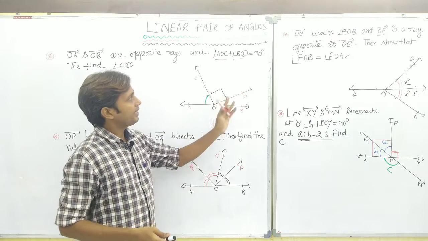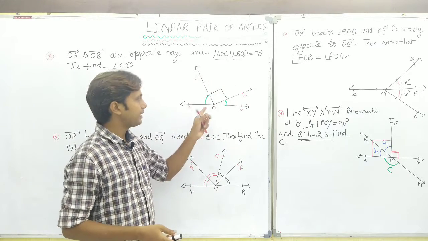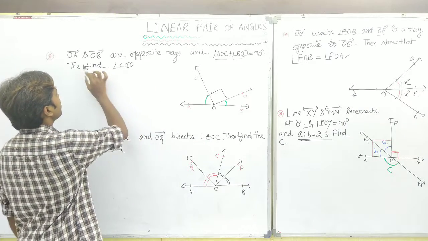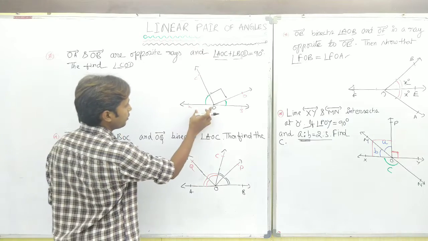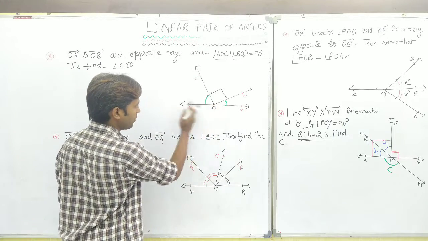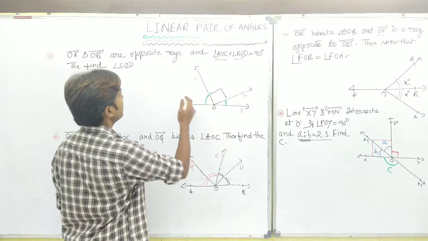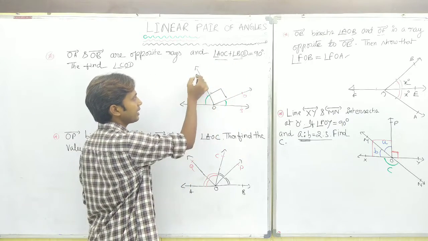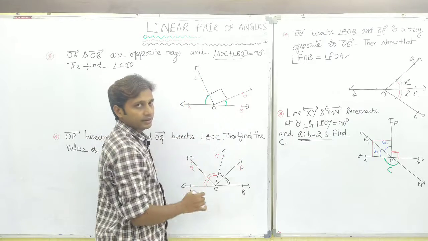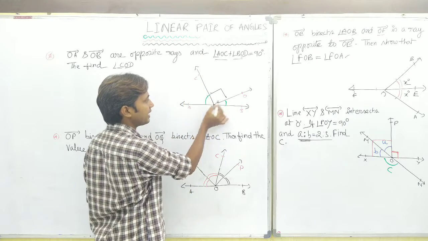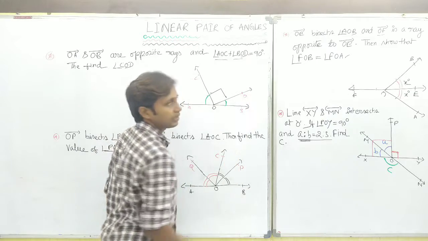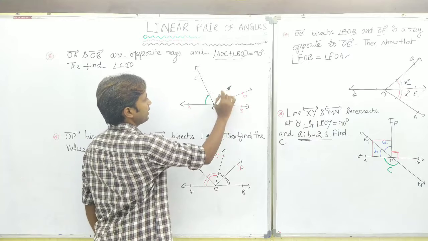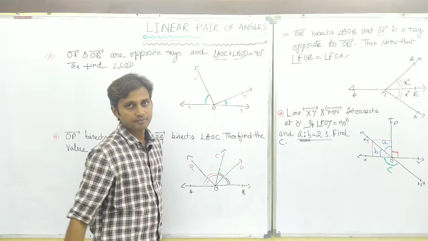Actually, which angles are given and which angle we need to find, we have to identify in the diagram. So identify that first. See here, OA and OB are opposite rays. Here OA and this is OB, which are oppositely directed. Next, angle AOC plus angle BOD equals 90 degrees. This is angle AOC and this is angle BOD, meaning the sum of these two green colored angles is 90 degrees. Then we need to find angle COD, which is this one. So we need to find this angle.